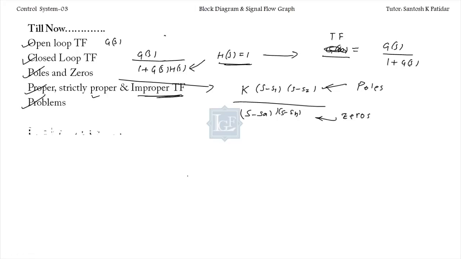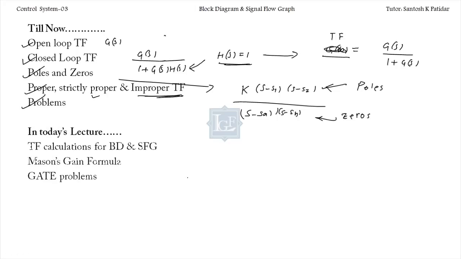What will be today's lecture? Today we'll discuss the calculation of the transfer function by these two methods, block diagram and SFG. We'll discuss Mason's gain formula. This one is very important. The entire TF calculation is based on this one only. Then we'll see the GATE problems. Okay, so let's start the session.